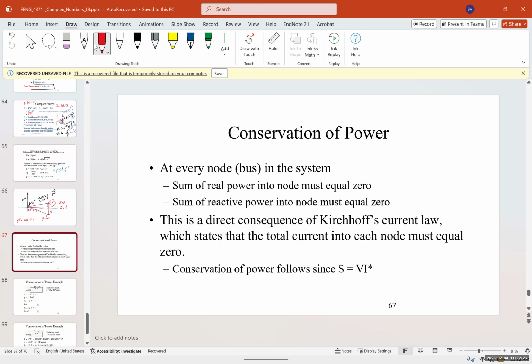Obviously, we can't get to a power factor of 1 or a reactive power of 0, but we want the power factor to be as close to 1 as possible, like 0.98 or something like that.